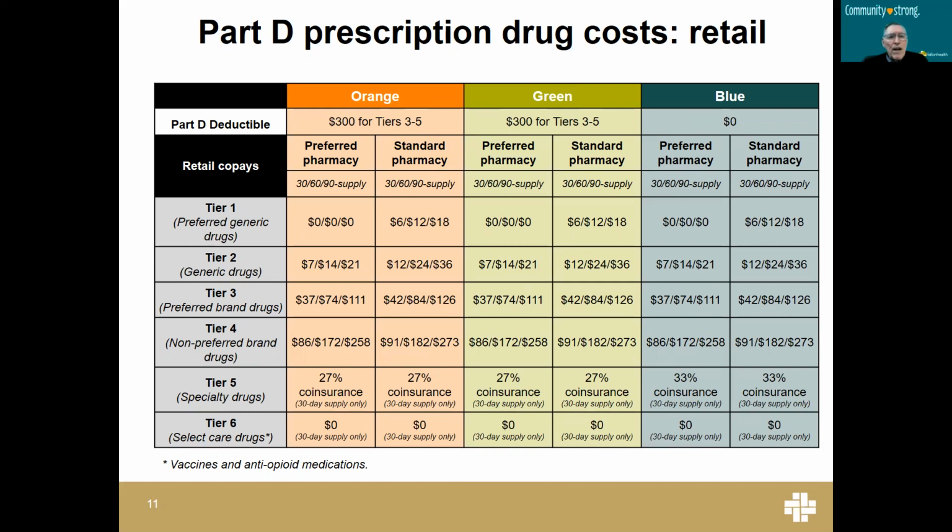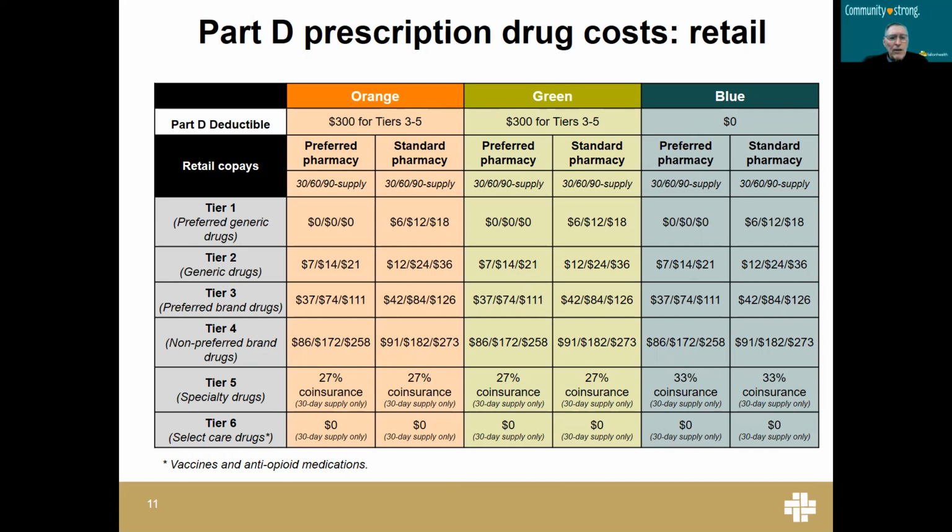Now, I'd like to point out that a tier 6 medication has been added, and that includes Shingrix, as well as the treatments, medications that might go along with folks that are receiving an opioid addiction treatment program. So there's no charge for those tier 6 medications.